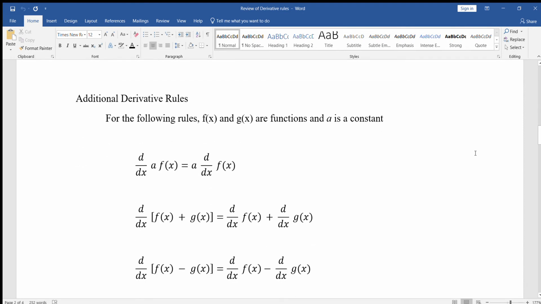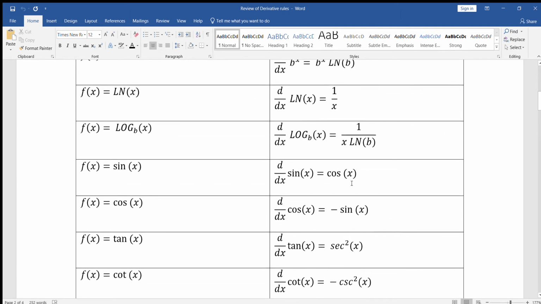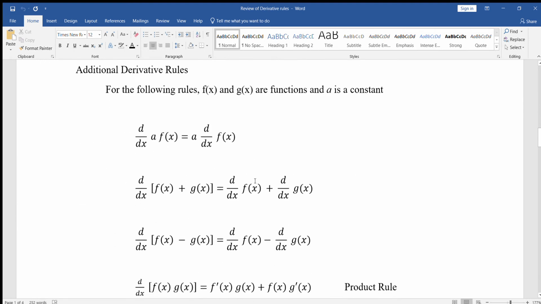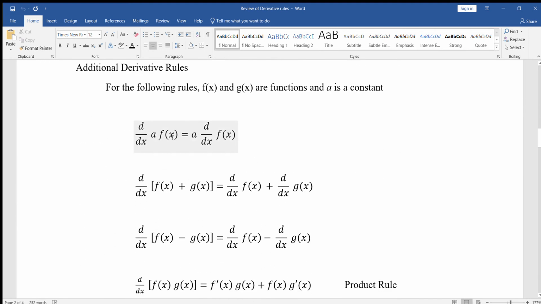All right, here are some additional derivative rules. Here, these functions f of x and g of x are referring to the functions up above. This derivative rule says if I have a coefficient times a function, and I want to take the derivative, I'm going to keep the same coefficient, take the derivative like I normally would, and then multiply it by that coefficient. So a coefficient in front of a function stays in front of that derivative, and then you multiply it by the result.